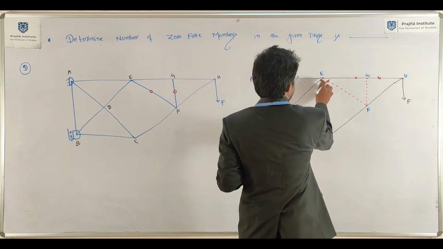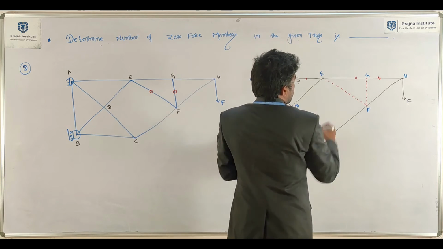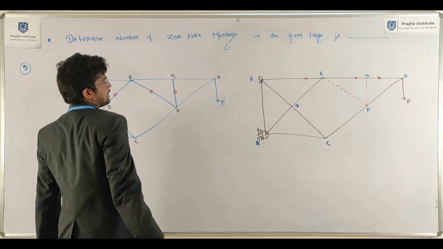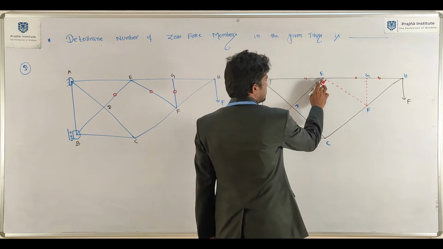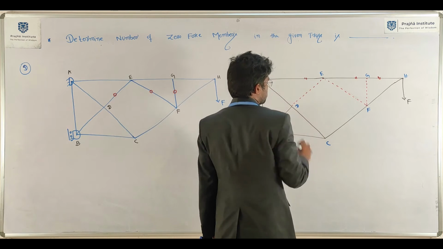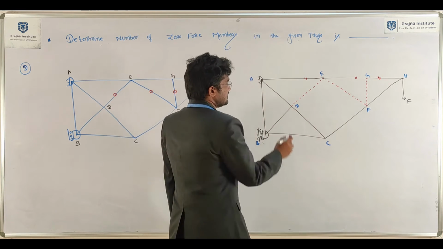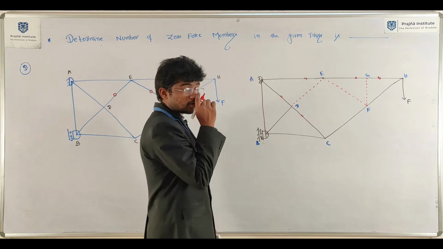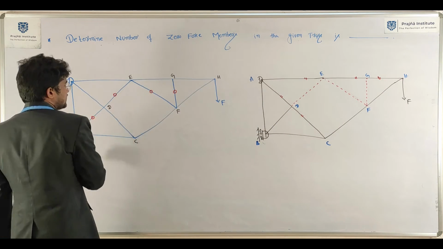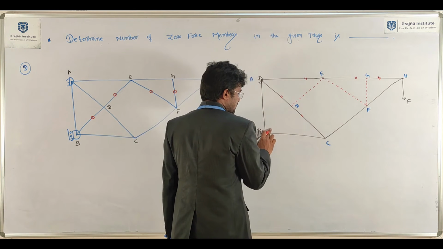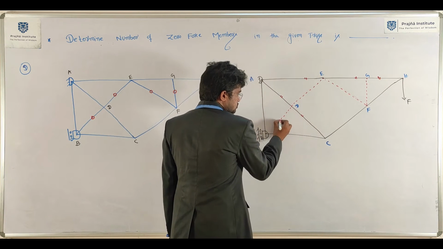Next, here these two are collinear. Force in the non-collinear member must be zero. Then here also the same thing, these two are collinear. Force in the non-collinear member must be zero. So the force in this member is equal to zero.